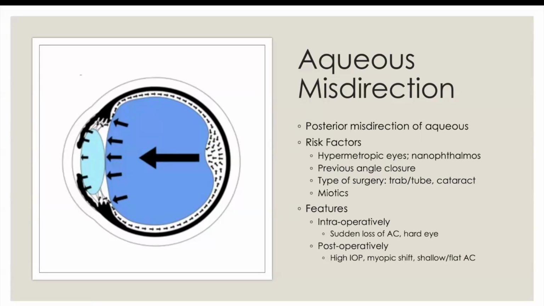Now, there are different risk factors. This can happen in pretty much anybody, but there are certain features of an eye that make it slightly more prone to developing aqueous misdirection after surgery. That would be something like a hypermetropic eye, maybe nanophthalmos, patients who've previously had angle closure. And sometimes the surgery itself has an increased risk, specifically trabeculectomies and tubes, but again, that's discussed in a different session.